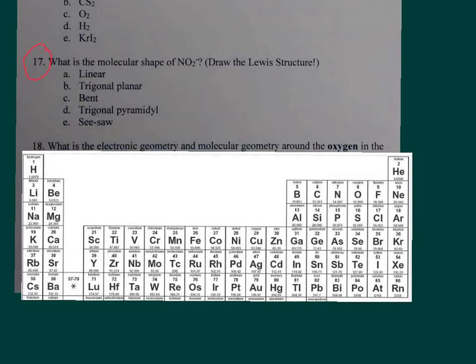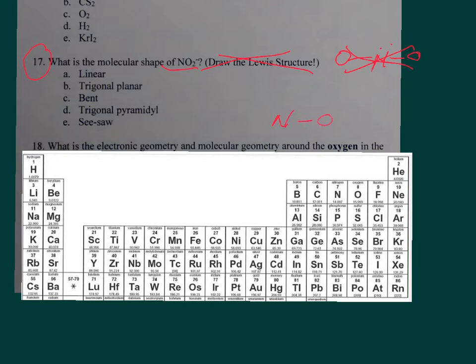On to number 17. What is the molecular shape of NO2-? Again, we're looking for a subshape. Again, the test is not going to tell us to draw the Lewis structure, but they want to know the shape. There's no other way to do it. Remember, the pitfall here is some people think, well, there's 2 oxygens, so this thing's got to be linear. But there might be a lone pair. We don't really know. We've got to figure it out.